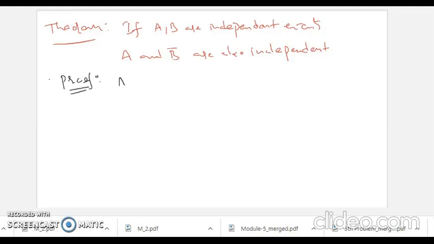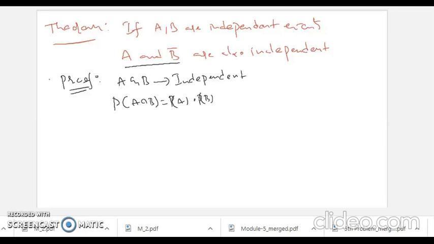Here, given that A and B are independent. So from this statement we have the formula P of A intersection B is equal to P of A into P of B. Now in this theorem we are going to prove A and B bar are independent. So it is enough to prove that our aim is P of A intersection B bar is equal to P of A into P of B bar. And this is our aim.